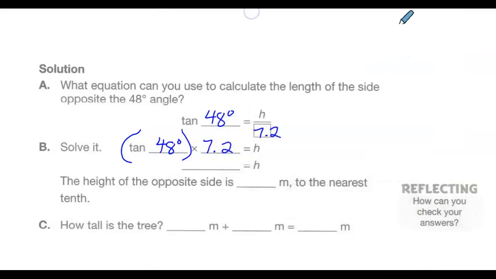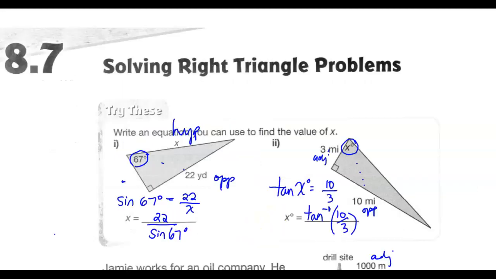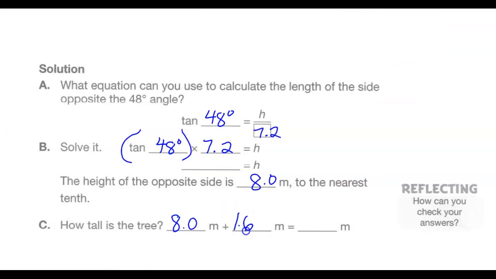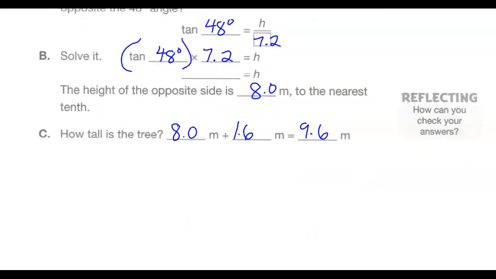So it rounds to, oh, to the nearest tenth, it rounds to 8.0 actually. So now we go 8.0 plus that height of the person measuring it, which is 1.6. So that's 9.6 meters. Okay. And that's it for those examples. And now you can do the practice.